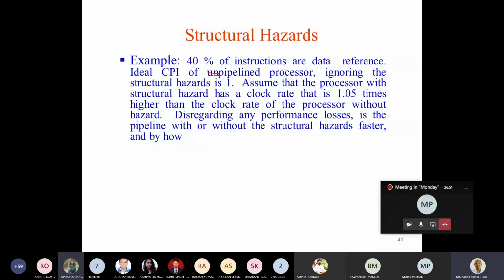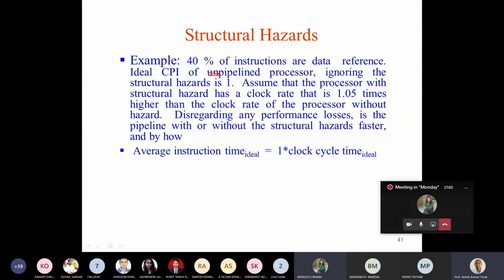So the one without the structural hazard is faster. But by how much? Sir, by a factor of 1.3. Right, it's a factor of 1.3. It is faster. Correct.